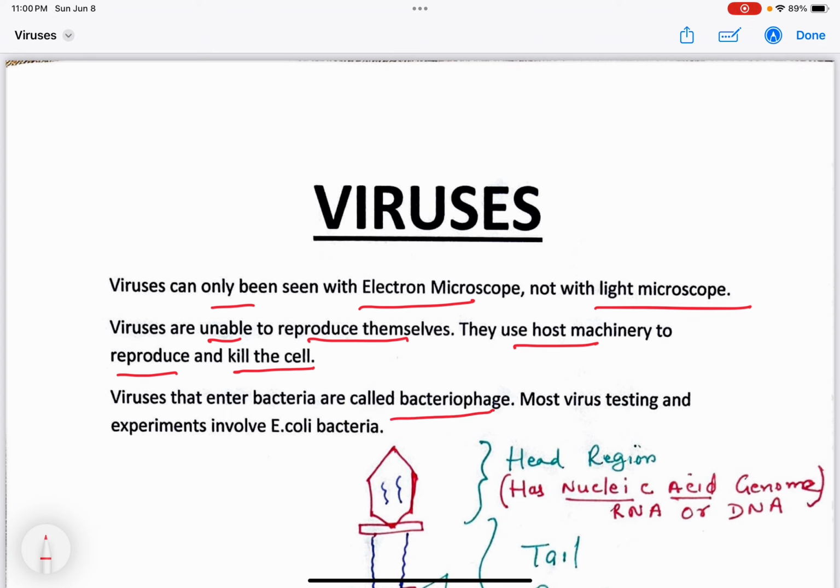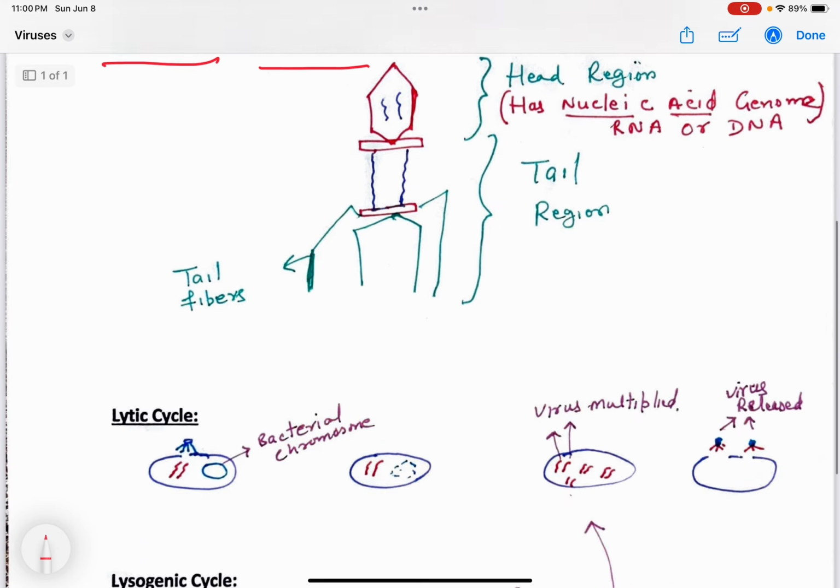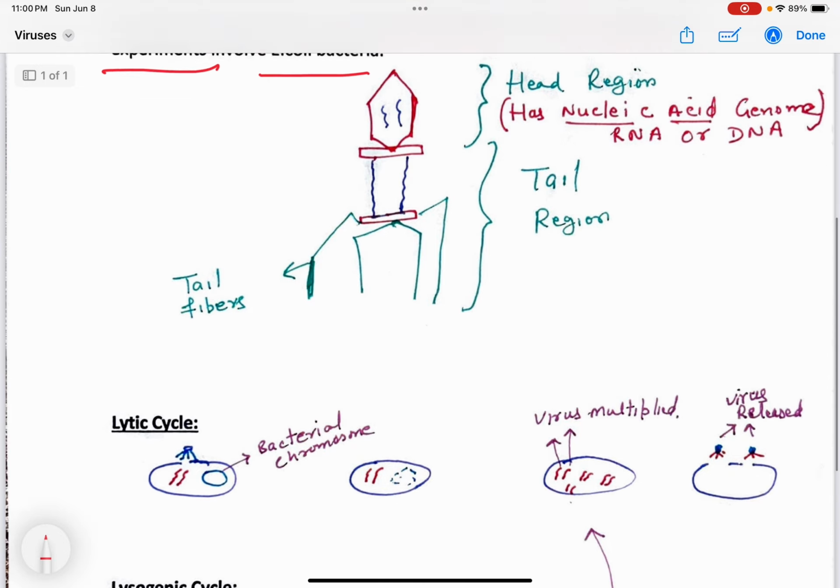So in our labs, E. coli bacteria has been used a lot to test the viruses and conduct many experiments. So let's talk about the structure of the viruses and their life cycle, how they reproduce.